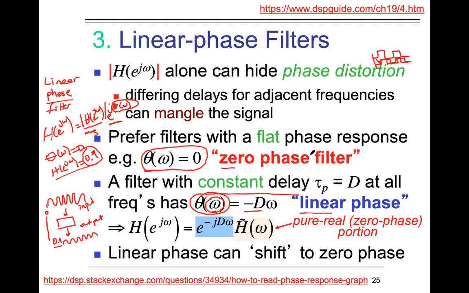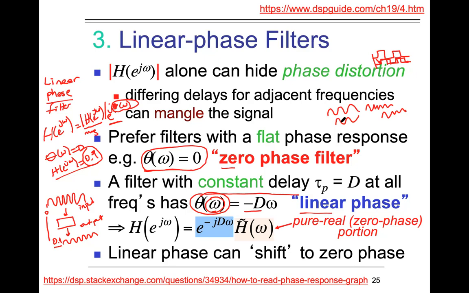Let me tell you again. I will have a fixed, constant amount of delay in my filter for all frequencies. So it doesn't give me, for this kind of frequency, this kind of delay, and for another frequency, another kind of delay. No. I will have a fixed amount of delay for all frequencies. This is called linear phase. This is called linear phase filters.